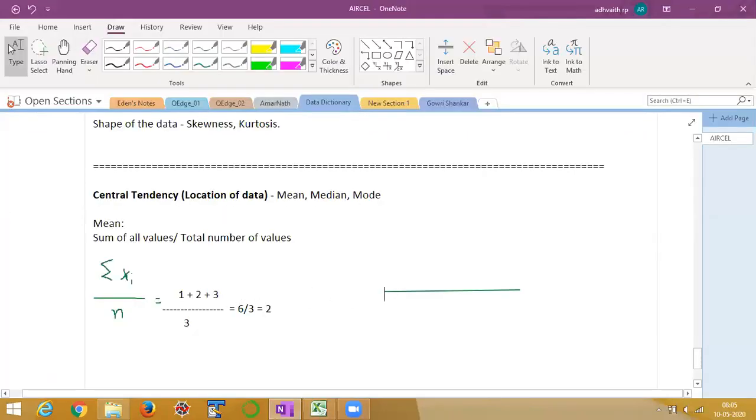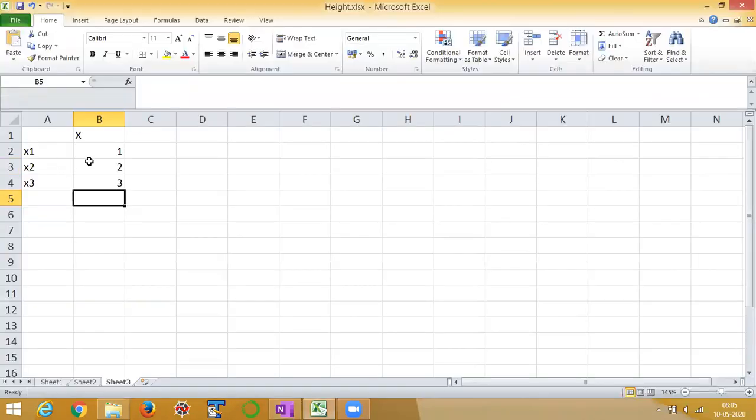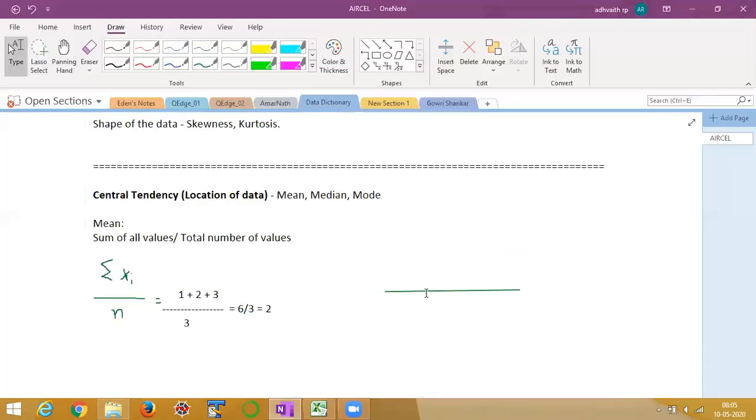So first one, minimum, always. Depending upon the minimum value, it will start. The minimum value here is 1, and somewhere we have 2, and somewhere we have 3. So our central tendency is telling us what? The center data point is 2. Hence, your average, your mean, is what? Yes, 2 is the mean.